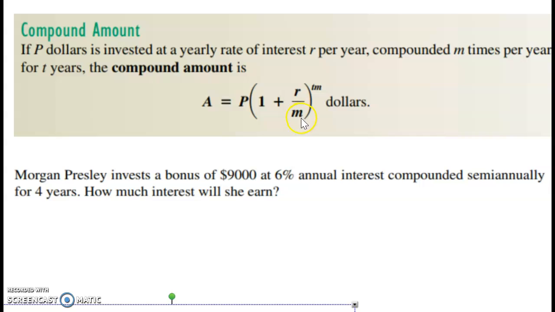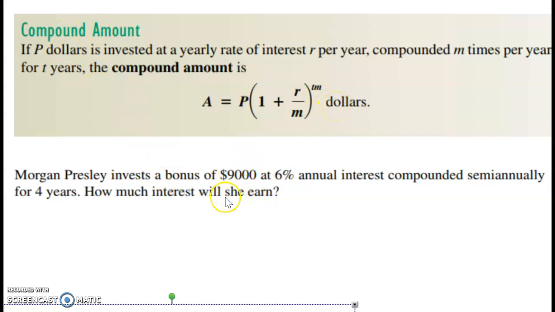M is how many times per year the interest is compounded. If it's compounded quarterly, then M would be 4. If it's compounded semi-annually, then M would be 2. If it's compounded annually, then M would just be 1. T is the time that we let the money stay in the bank, in years. So if they say we're leaving it in for 6 months, then T would be a half.